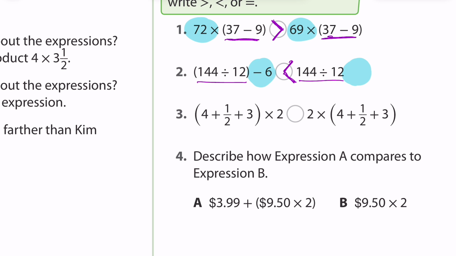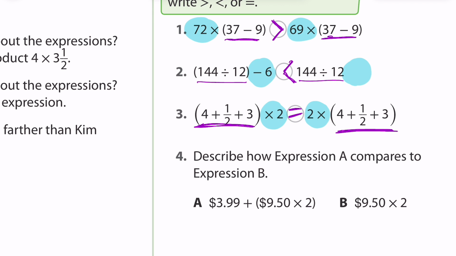Number 3, they both have 4 plus 1/2 plus 3. And then they both have times 2, but they are in different places. We've talked about this a lot, that when you multiply, it can go in any order because we know 2 times 3 is the same as 3 times 2. So these are equal.